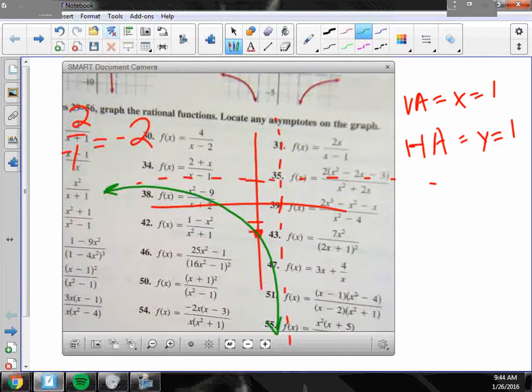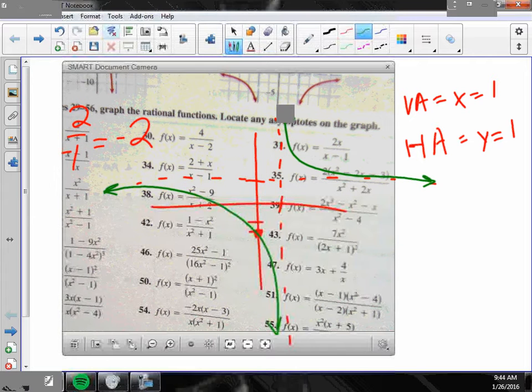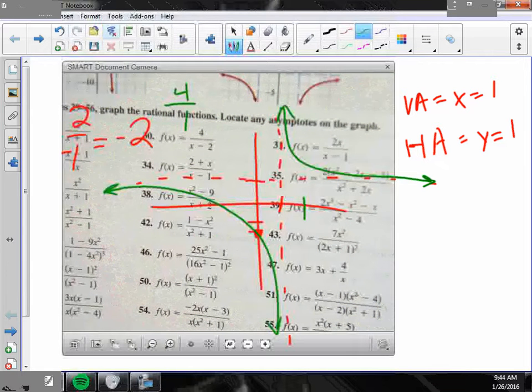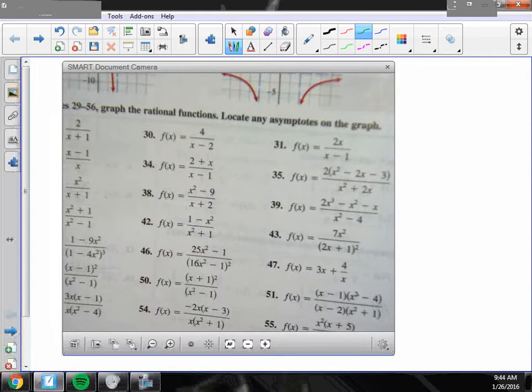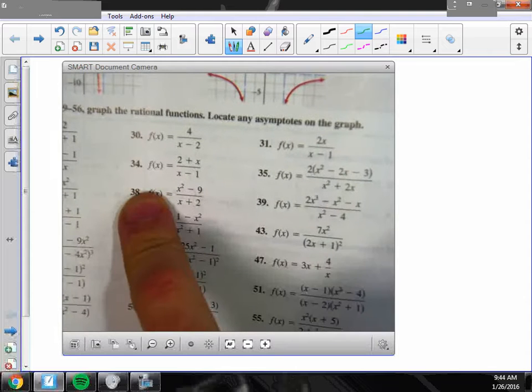And because x minus 1 in the denominator only happens once, I know that the other side of the graph will look like this, which you could figure out by plugging in 2. So if I plug in 2, I get 4 over 1, which is above the HA. Does that make sense? Okay. All right, 34. Okay, let's do 36 together.